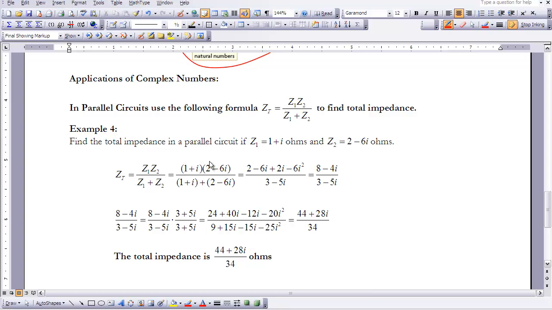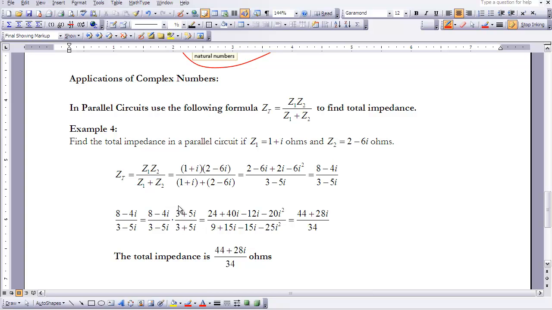Multiplying above, 2 minus 6i plus 2i minus 6i squared. If we simplify that, this is going to give me a minus 4i, and this is going to give me a positive 8, all over 3 minus 5i. And we know that we can't have 3 minus 5i in the denominator, so we're going to multiply by the complex conjugate, which would be 3 plus 5i, on both the numerator and denominator.